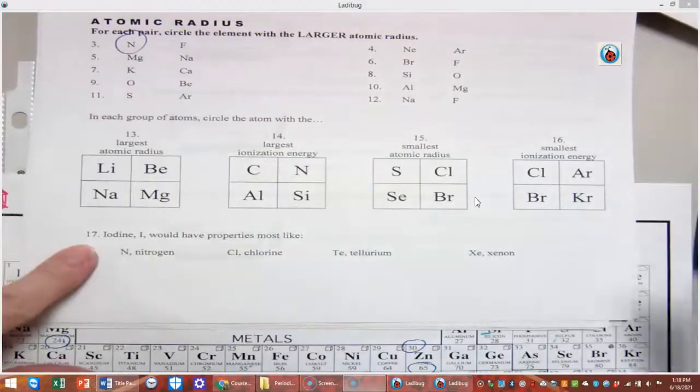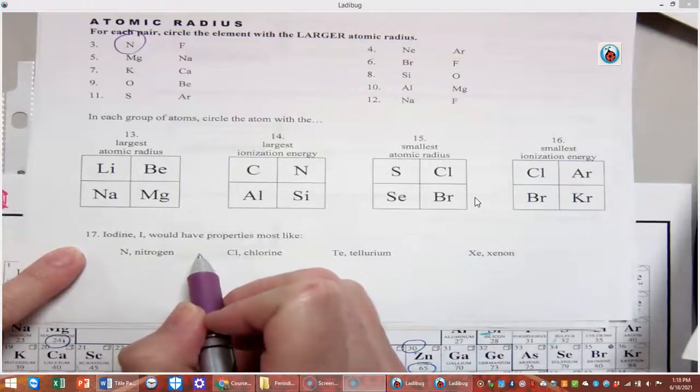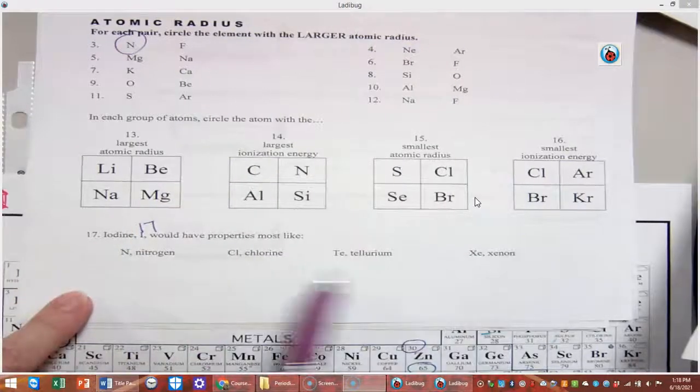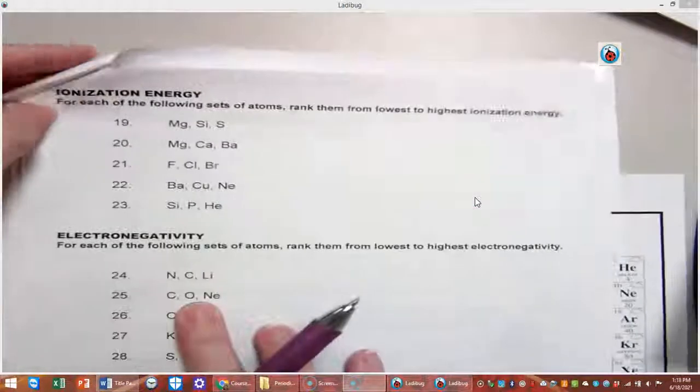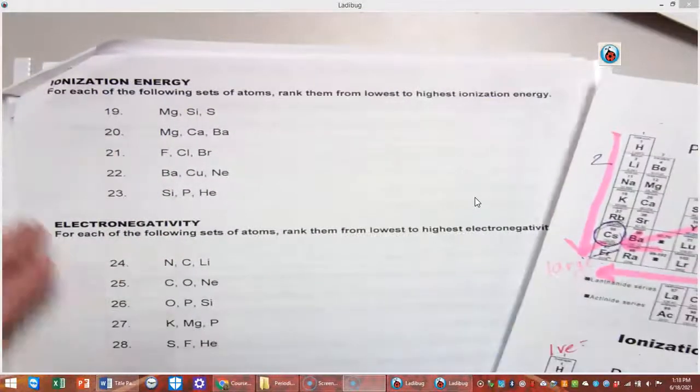Okay, and then you can answer this question because iodine is in group what? 17, so he would have properties like which one of these elements? Okay, on this page here we've got ionization energies and electronegativities for a set of atoms, and you are going to find that set of atoms on here.